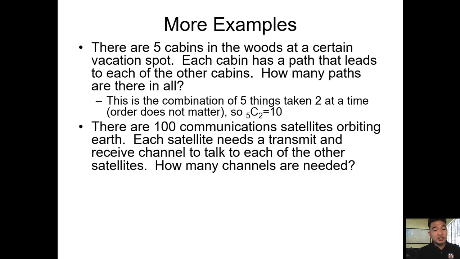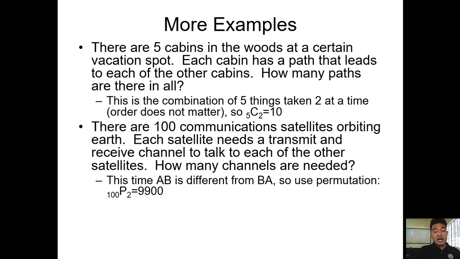Next example, there are 100 communication satellites orbiting Earth. Ayan, marami yan, ano? Communication satellites na nag-orbit sa ating mundo. Each satellite needs a transmit and receive channel to talk to each of the other satellites. How many channels are needed? Ayan, dito, channels ang pinag-uusapan natin. Like for example, yung AB ba, katulad ba siya ng BA? So, dito, since these are channels, magkaiba yon, okay? So we have to use permutations.